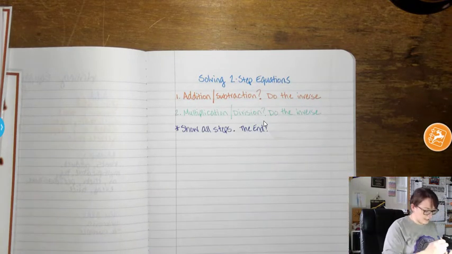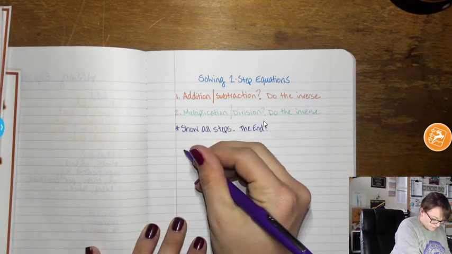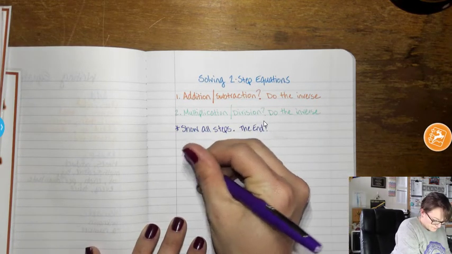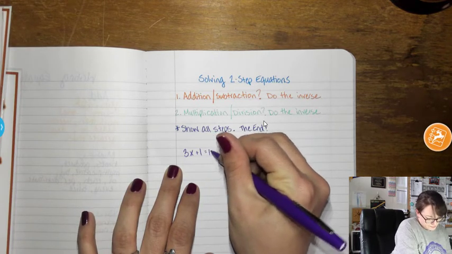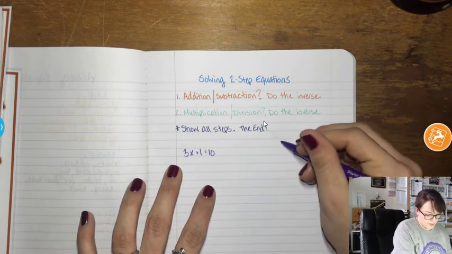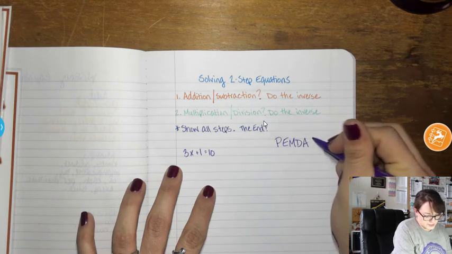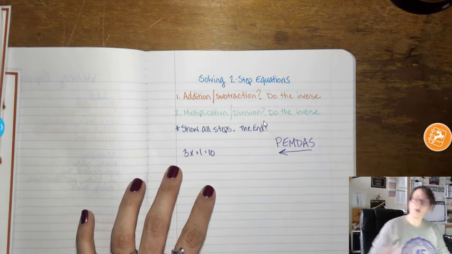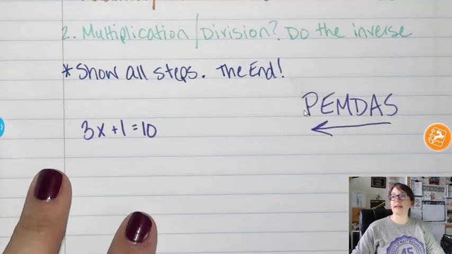I'll try to find one tomorrow that'll show you that it pays off. Alright, we'll start with something easy. And I know you're going to know the answer. So, we've got 3x plus 1 equals 10. My overall goal is PEMDAS backwards. I want to undo that knot that I tied.